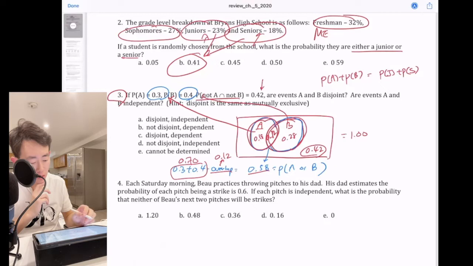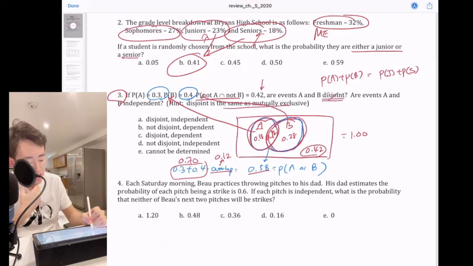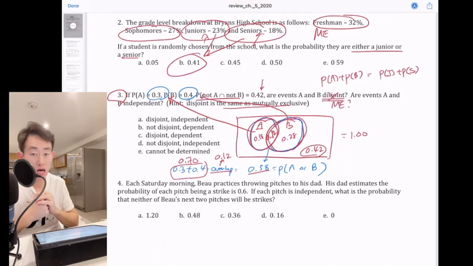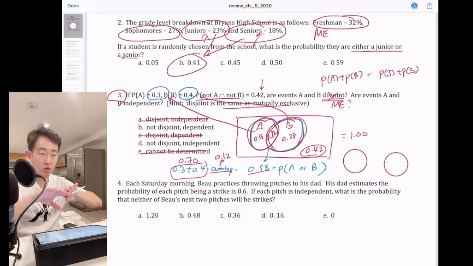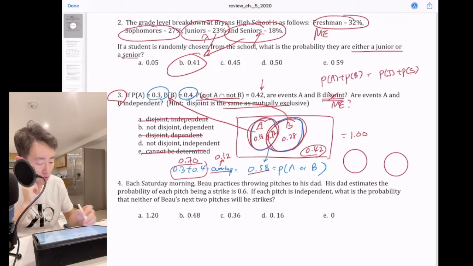So is this, first of all, disjoint? Disjoint is the same as mutually exclusive. So is this mutually exclusive? Absolutely not. It cannot be disjoint because these are not separate circles, right? It's not a Venn diagram where they're separated entirely. There is an overlap.